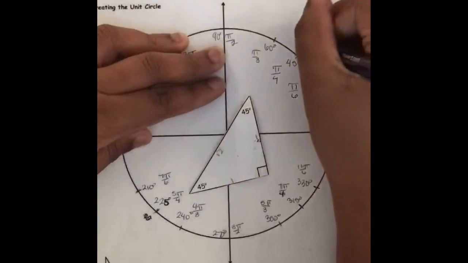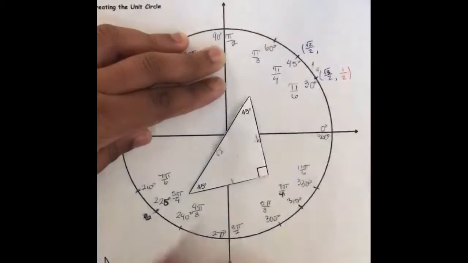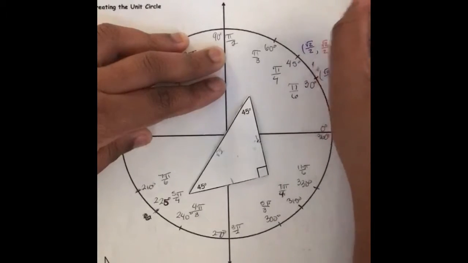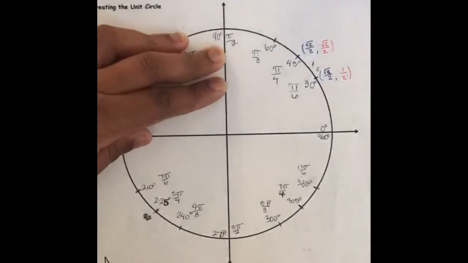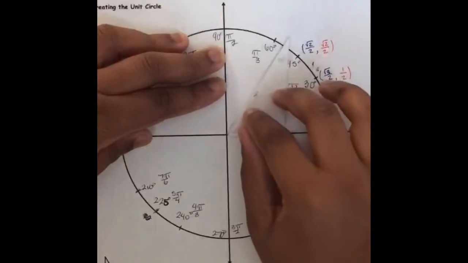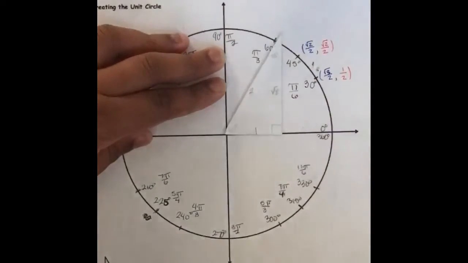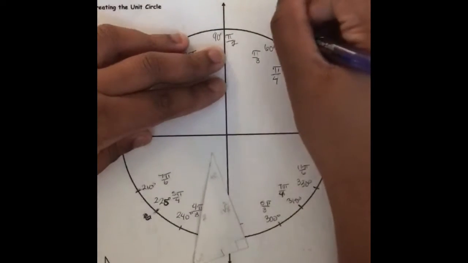You're going to do the same thing for 45 degrees. Your cosine is square root of 2 over 2, and your sine is square root of 2 over 2. Then you do your 60 degrees. Your cosine, because it's adjacent over hypotenuse, is 1/2, and your sine is square root of 3 over 2.